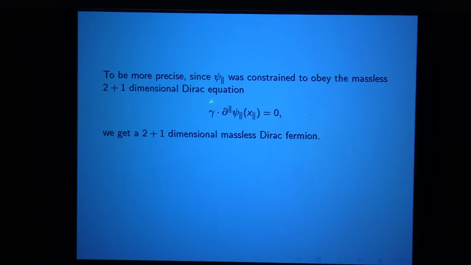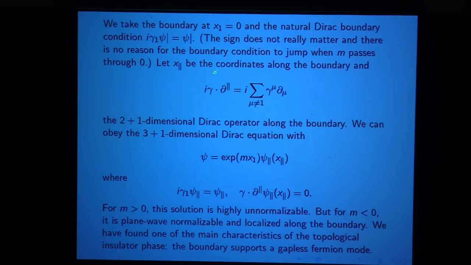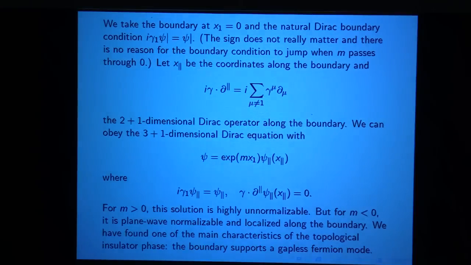Now, to be more precise, we started with a 4-component spinor. I wrote the wrong thing on the next slide. We started with a 4-component spinor, but then we imposed this boundary condition. But then in our ansatz, we imposed that condition everywhere. Since we imposed that condition everywhere, only 2 components were left. So what we've arrived at is a boundary localized mode that's a 2-component massless Dirac spinor. And 2 components is the sort of minimum possible in 2 space dimensions.